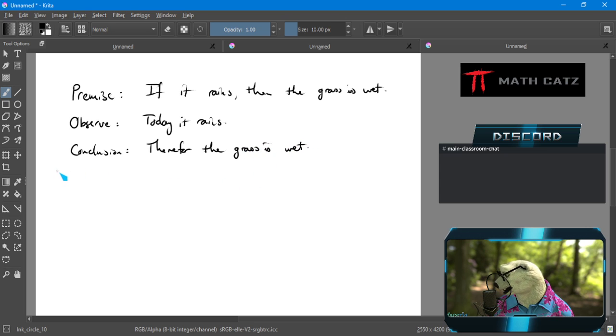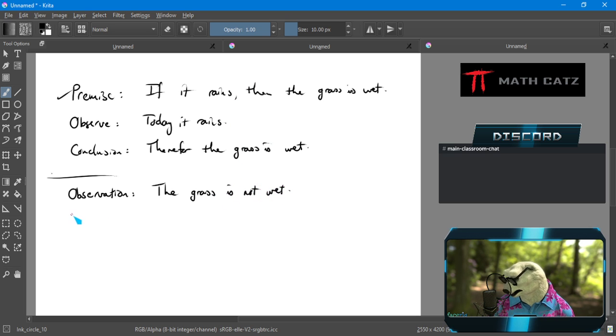But the alternative, the premise is the same. The alternative observation could be the grass is not wet. The negation of the second part of the premise. The grass is not wet. And my conclusion then is it did not rain, or it's not raining. Forget the tenses here. So there are two versions to deductive reasoning.